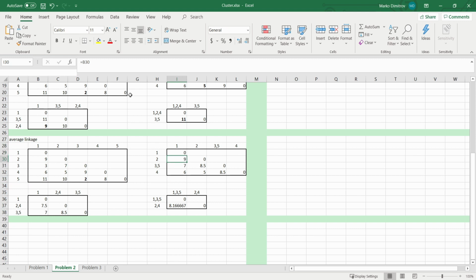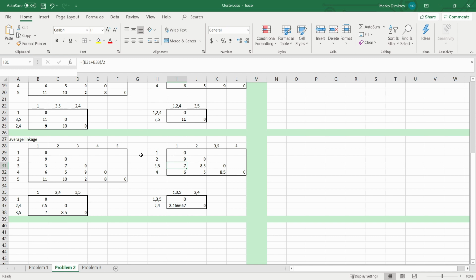Then what we need is to compute the average distances. The distance between clusters 1 and 2 stays the same, and 1 and 4 stays the same, because we merge only 3 and 5. But what is the distance between our cluster 1 and our cluster 3, 5? The distance between 1 and 3 is 3, and the distance between 1 and 5 is 11. So we sum those two, 3 plus 11, and divide by 2. We have two distances here, and our average is 7.